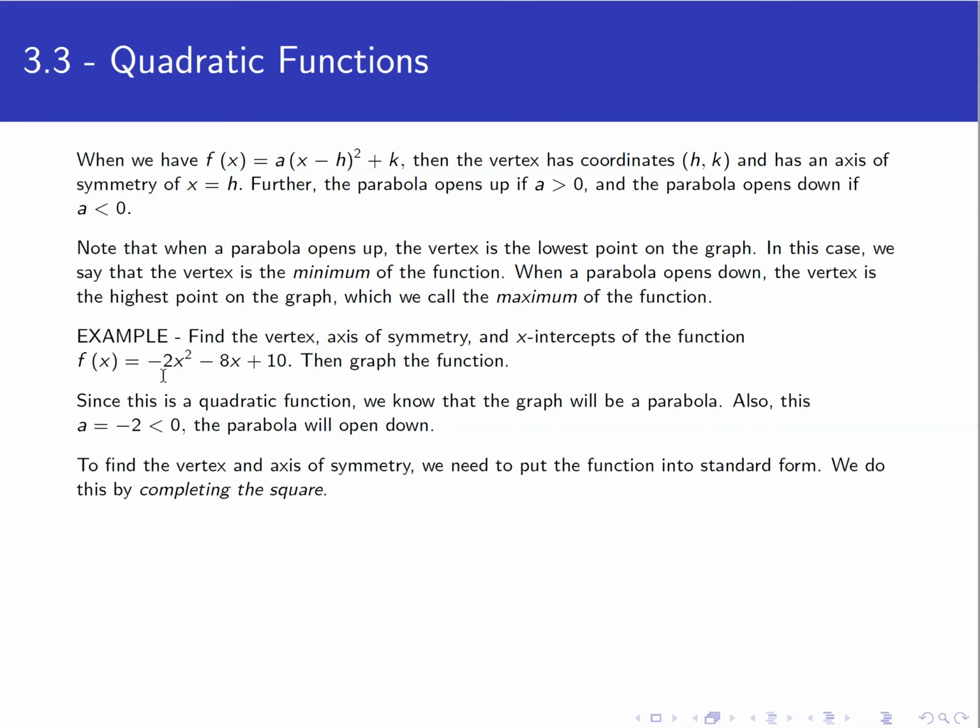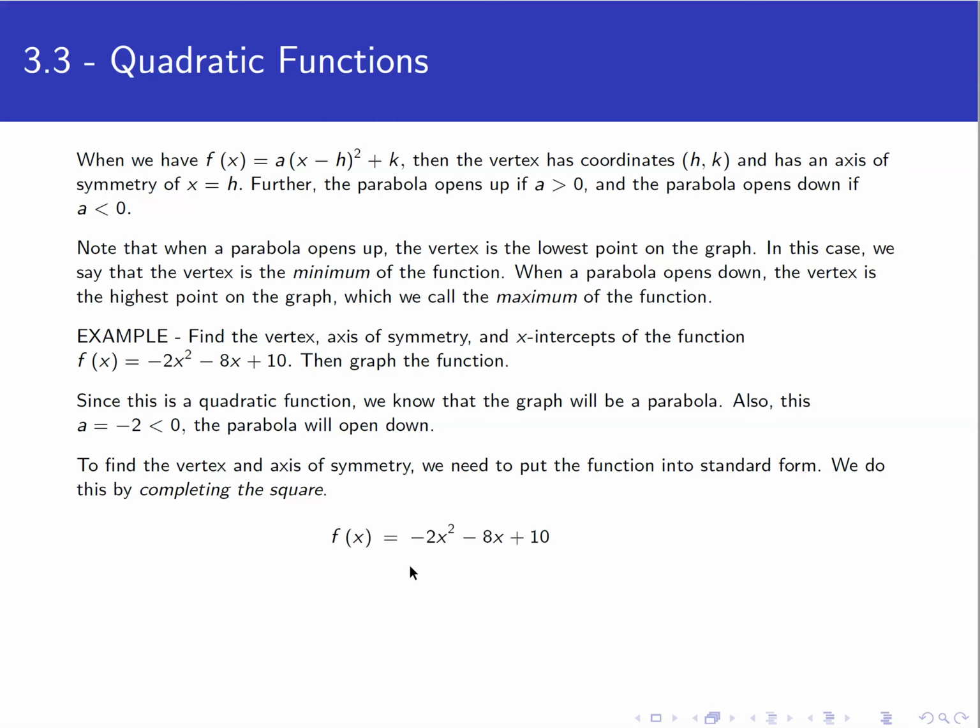In order to be able to write down what the vertex and the axis of symmetry are, we need to have this function in standard form. To be able to do this, we need to do a technique called completing the square. All right, so let's see how we complete the square.